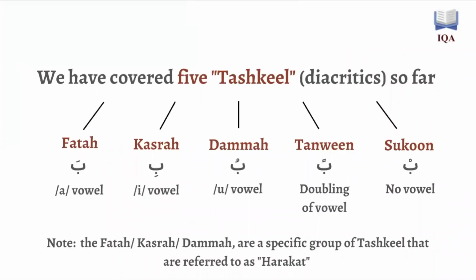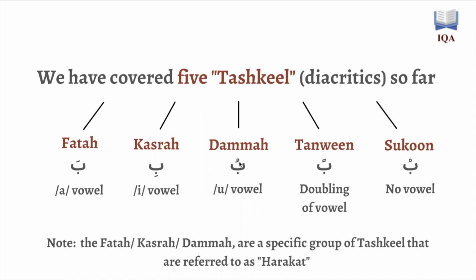Now, so far, we've covered 5 different diacritics. And diacritics in the Arabic language are called tashkil. So far, we've covered 5 different types of tashkil in the Arabic language. We covered the fatha, which is a mark on top that represents the vowel a. We covered the kasra, which is a mark on the bottom of the letter, which represents the sound e, or the vowel e, I should say.